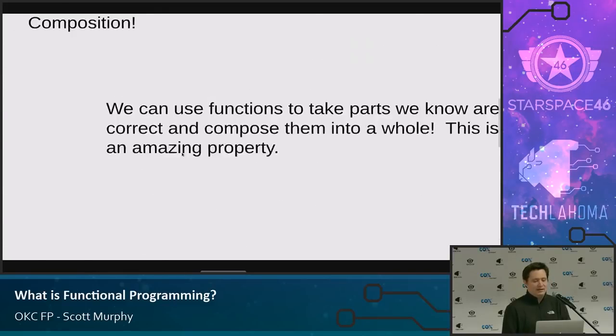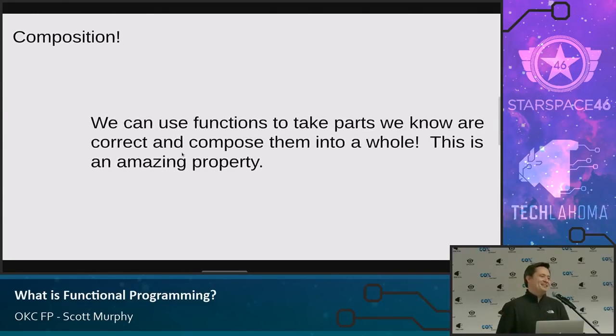In fact, I have a whole slide dedicated to composition. So I think this really shows that people who do functional programming, we're all wanting the same things.